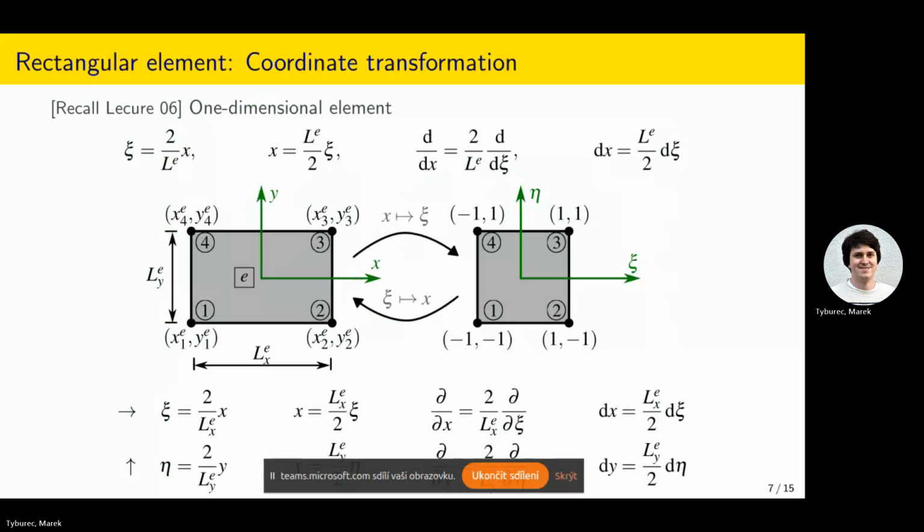And then you also defined a mapping that maps this kind of general element, with general dimensions, into a setting where the length of the element is 2. Again, we have a coordinate system that has 0 in the middle of the element and -1 and 1 at the borders of the element.